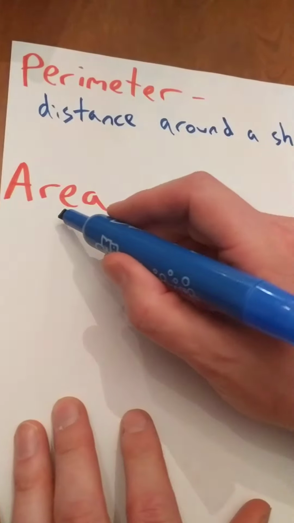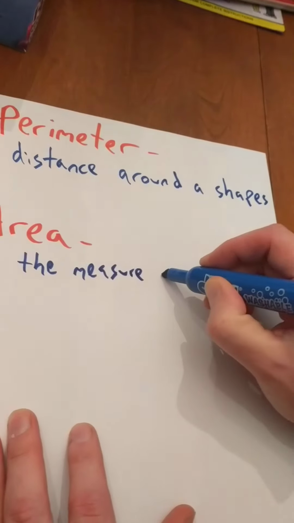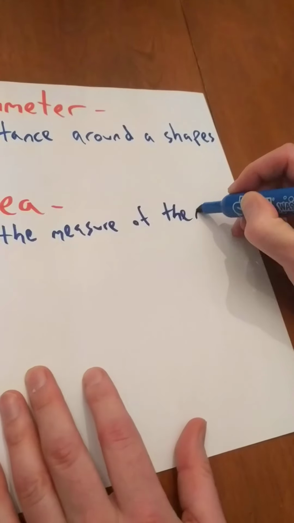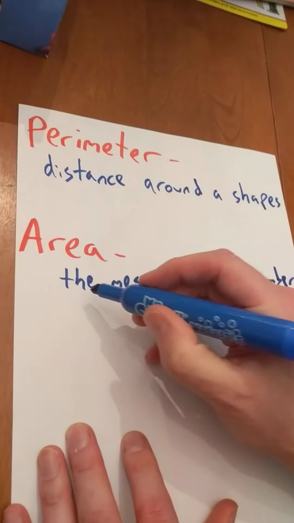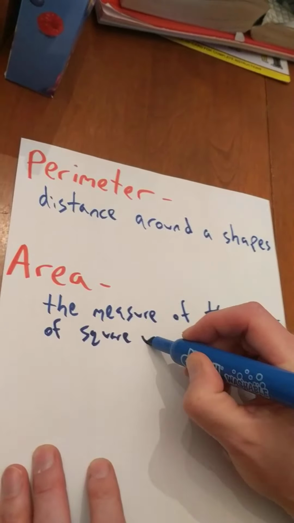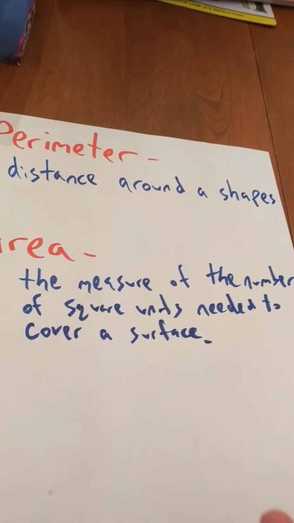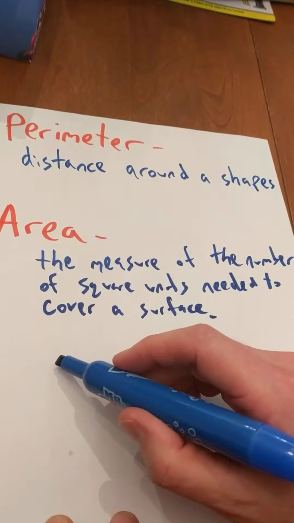So that's a lot of words, but let's write it out. The measure of the number of square units needed to cover a surface. So basically what's inside. If you were painting a wall, it would be the inside of the wall. So you have perimeter and area. So let's take a look at a rectangle.